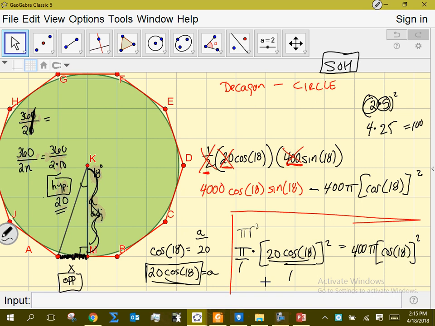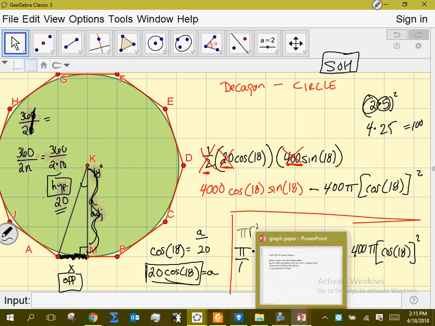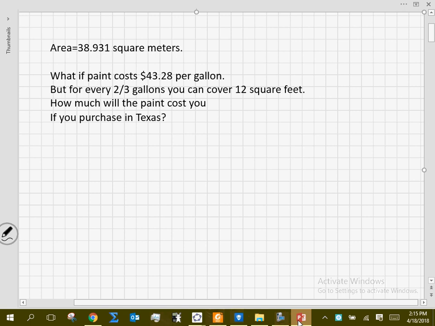All right, so we're not going to have time to get to the last question, so I'll put together a video of the last question. But this is where I want to eventually take this stuff. So we just found the area to be 38.931 square units. So let's just say that those units were meters. So that's meters squared.